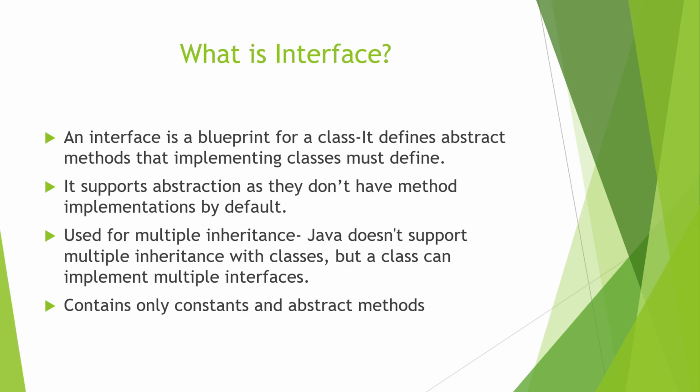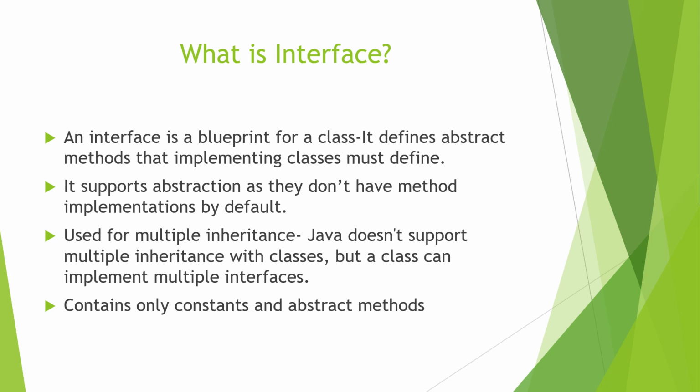Before going to the main topic, what is list interface, I want to define interface. Interface is a blueprint for a class. That means it defines an abstract method that implementing classes must define. Every interface needs classes to execute a particular program, and the interface always carries abstract methods, and it supports abstraction as they don't have method implementation by default.